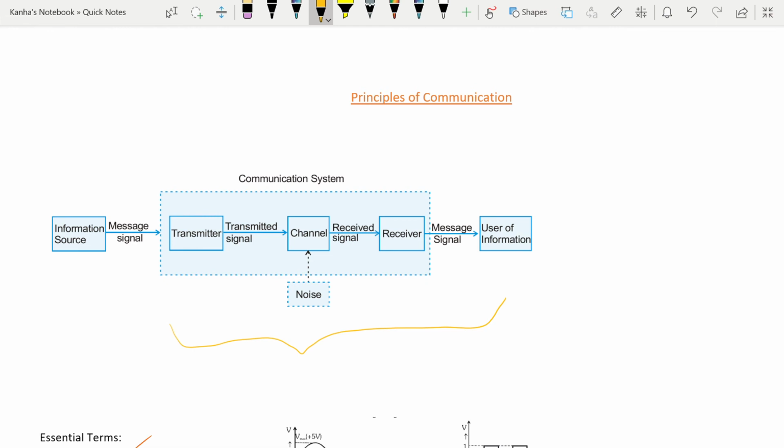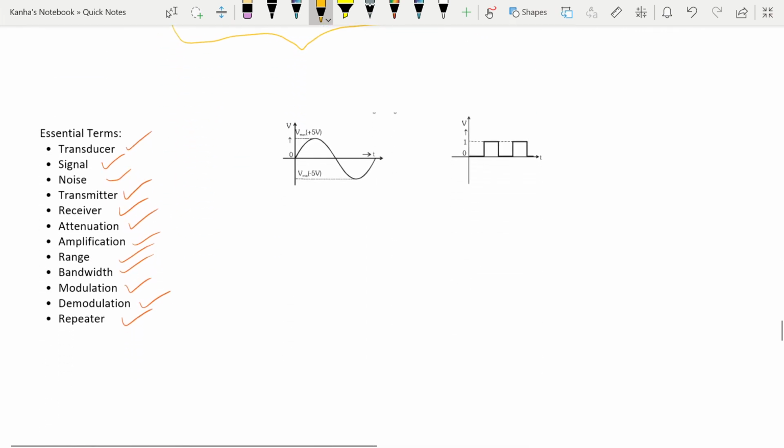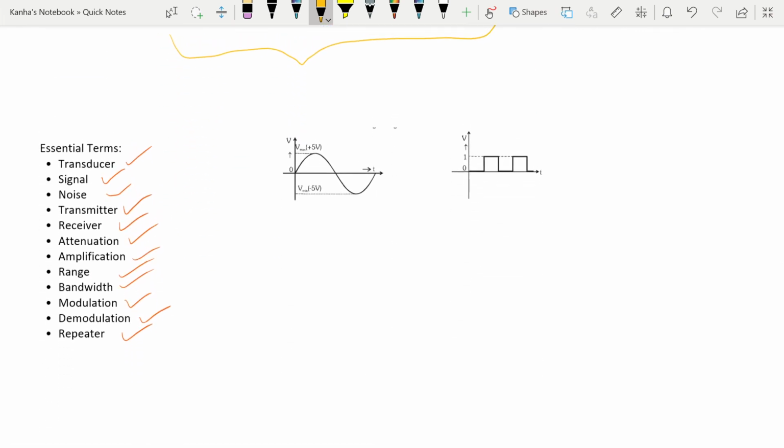Now there are different terminologies that we will be using while studying it, and I have marked down the essential terms for you. I'll just tell you one line about each so that if these come in the paper in some form, you have a revision of these concepts.